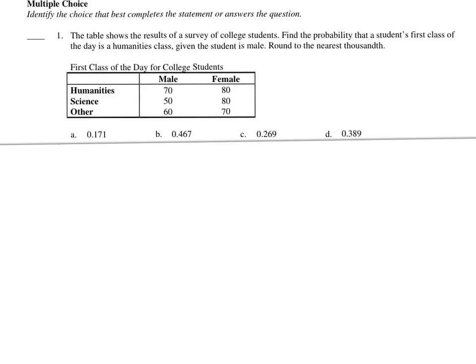All right, guys, we're going to start off here with number 1. So this one is asking about the probability that a student's first class is humanities given that the student is male. Now, when it says given that the student is a male, that means you assume the truth of that statement. So we're only going to be looking at the males here.